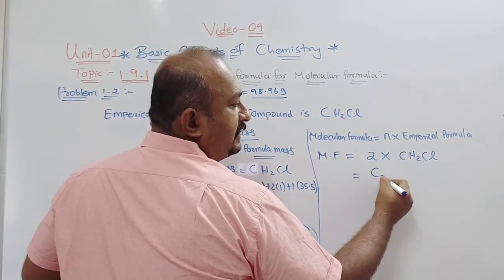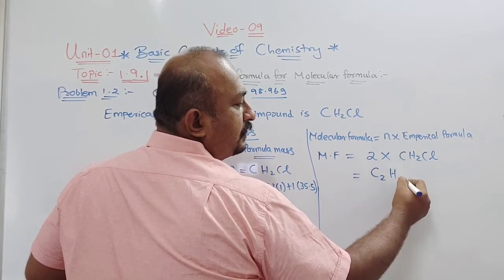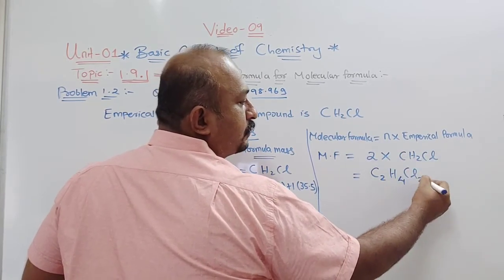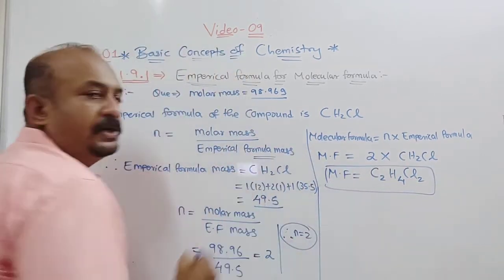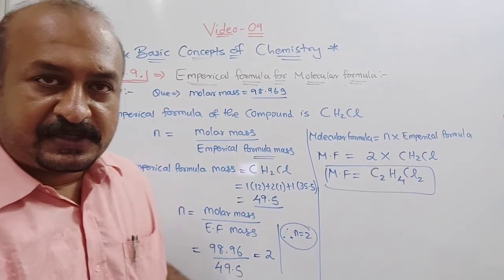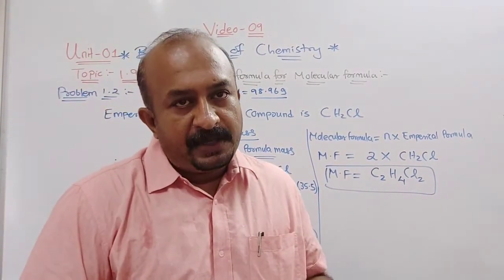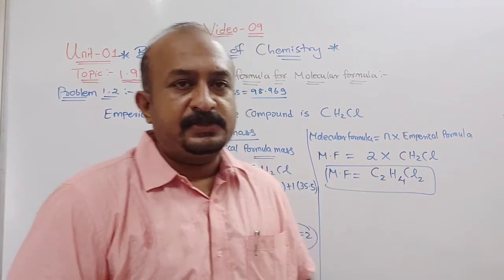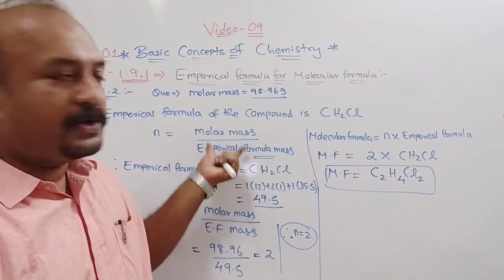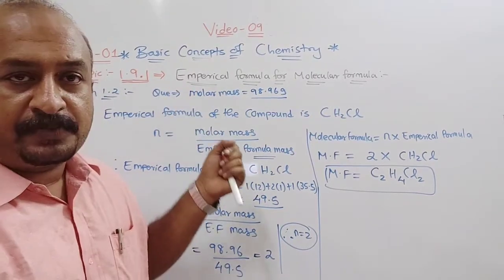So 2 into 1, that is C2, 2 2s are 4, that is Cl2. So this is your molecular formula. Understood this part? So first of all, from the percentage we found out the empirical formula, and from the empirical formula we found out the molecular formula. This was only possible because of the relationship that we have seen.